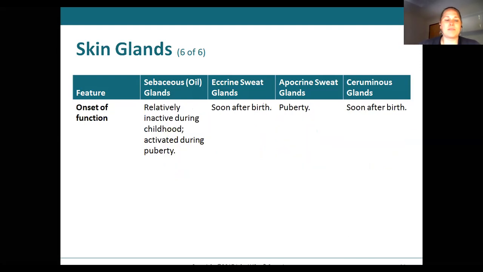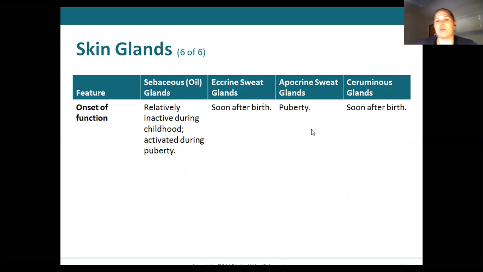Okay, so when do these glands actually function? Sebaceous is relatively inactive during childhood, and active during puberty. Eccrine, again, allows you to sweat. Apocrine sweat glands develop during puberty, again, when you're becoming more reproductively viable.